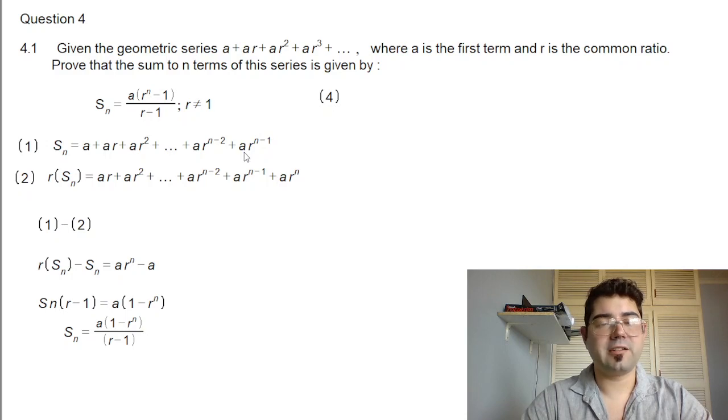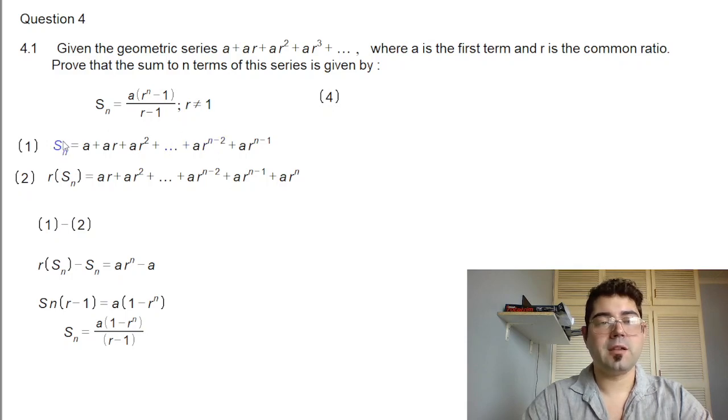The reason why it's n minus 1 is, let's say we were going up to 10 terms. Then we would have the first term, and we would multiply by the ratio 9 times, so we would have a times r to the power of 9. 9 is 1 less than the maximum n, so it's n minus 1. The term before that is n minus 2, so that would be 8, and then 7, 6, all the way down to 1. We don't know how many terms there are, so we have this gap in the middle with the 3 dots.